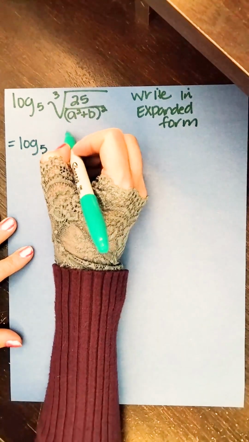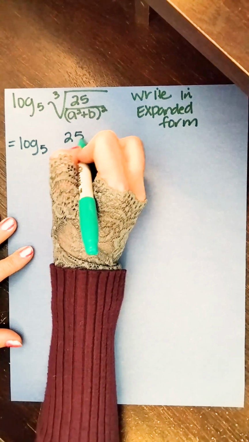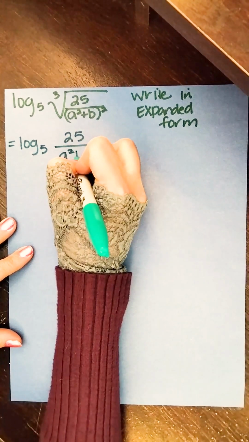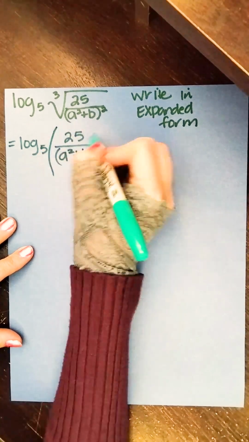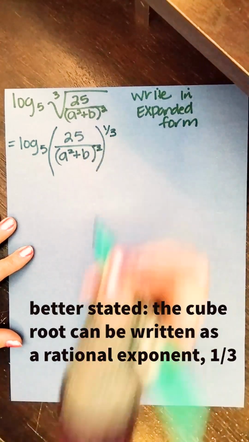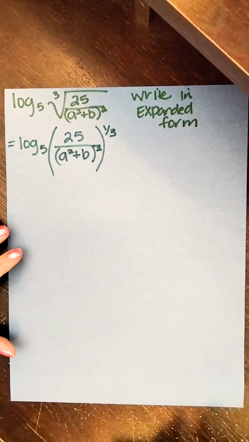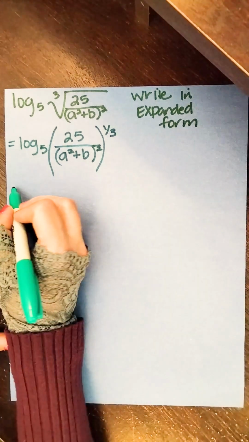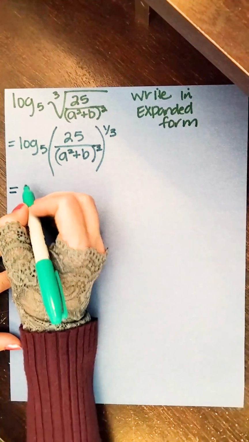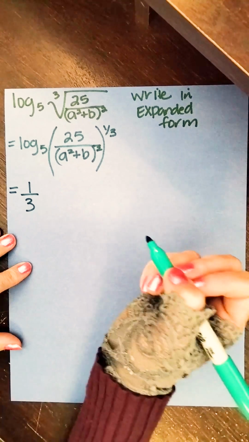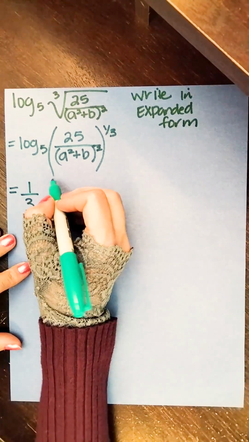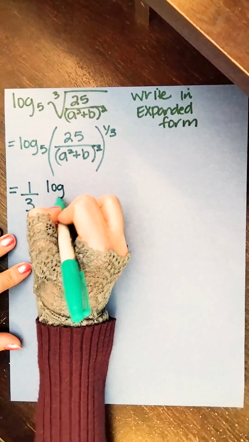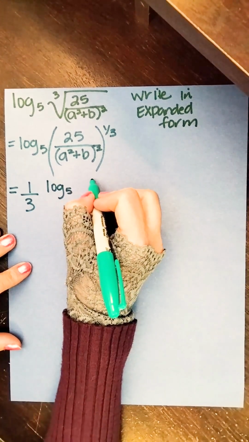So that can be written as a power. It's all to the 1/3 power, a 1/3 written as an exponent. And we know that exponents can be written as numbers in front of a log. So it's the product of what was the power times the logarithm.